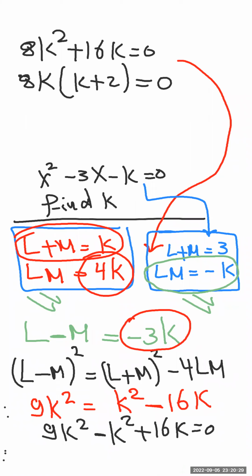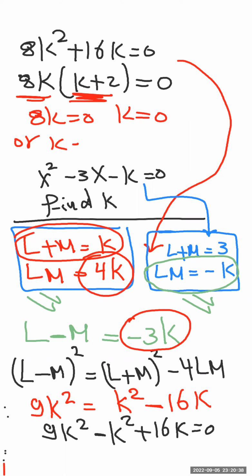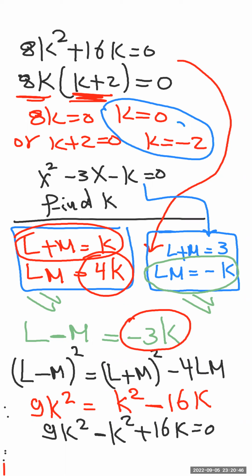So simply the first term, 8k, will equal 0. So k equals 0, or the second bracket, k plus 2 equals 0, therefore k equals -2. So simply, guys, k will equal 0 or -2. That's it.